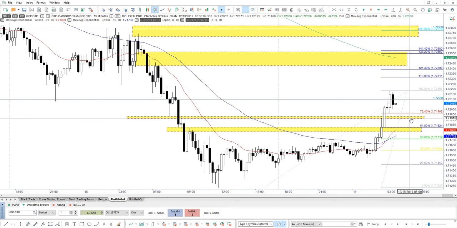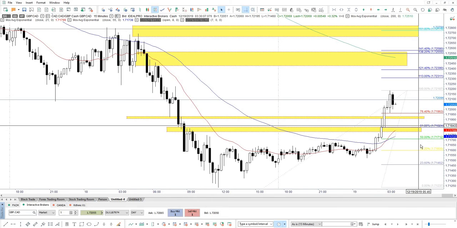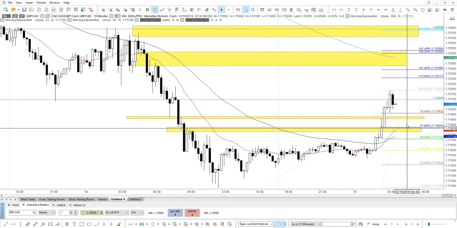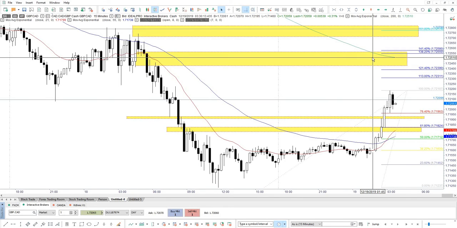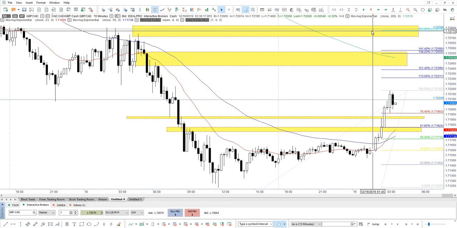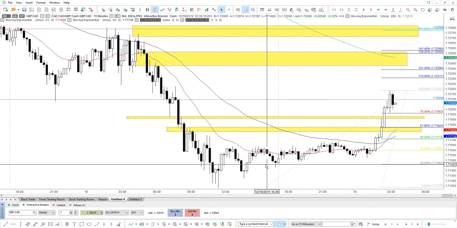So I've identified the levels to be 7190 to 7180 levels where we can look to enter this pair and take it all the way up to 7250 levels as target 1, and target 2 would be 7280 levels. So I'll keep you updated.